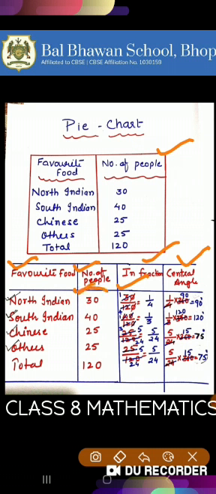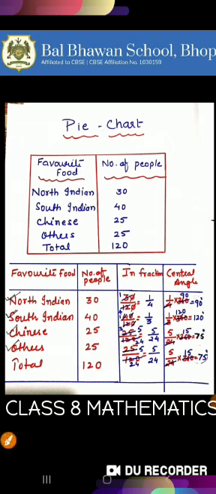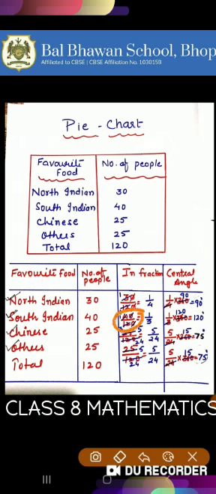Here the first number is 30. So we will convert this number into a fraction. We will write down 30 upon this total number, that is 30 upon 120, and after cancellation we are getting 1 by 4. So this is our first fraction. Second number is 40 and total is 120. So 40 upon 120, means this total will be written in the denominator in each fraction. And after that we have to do cancellation, right? Here in the second, 40 upon 120, and after cancellation we will get 1 by 3.